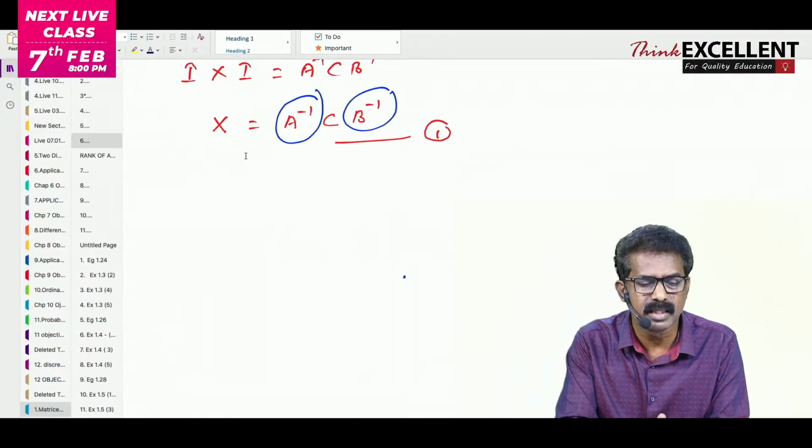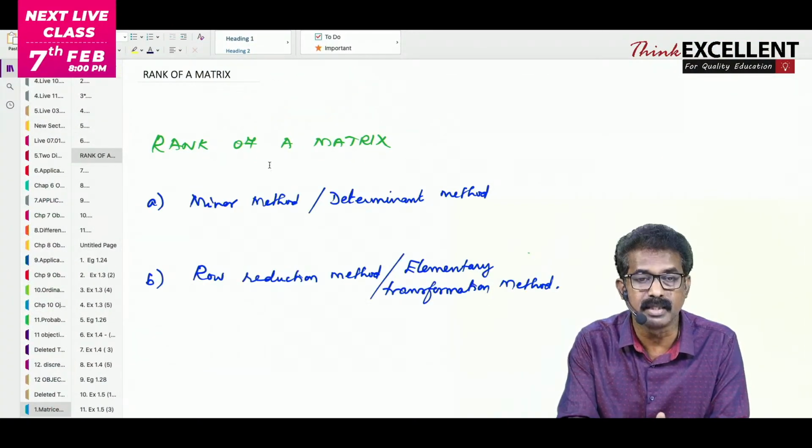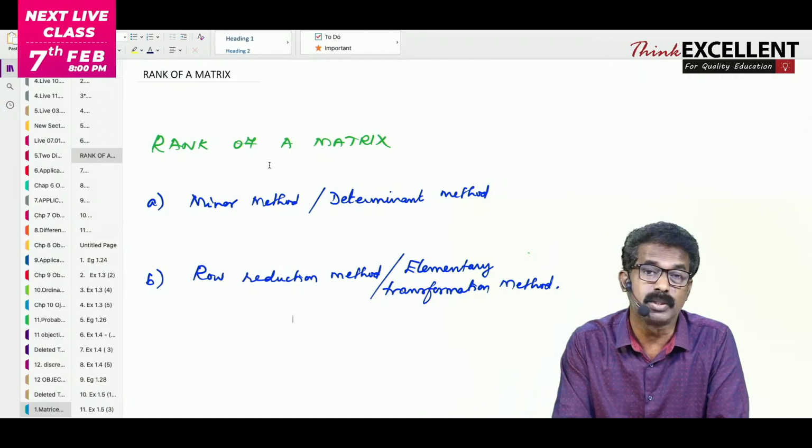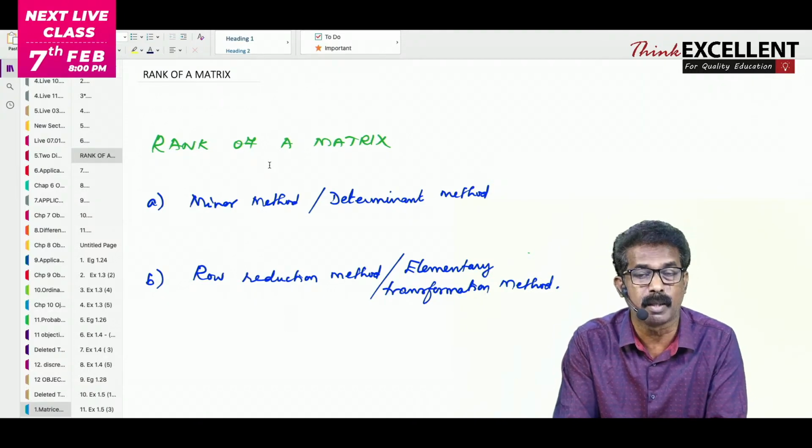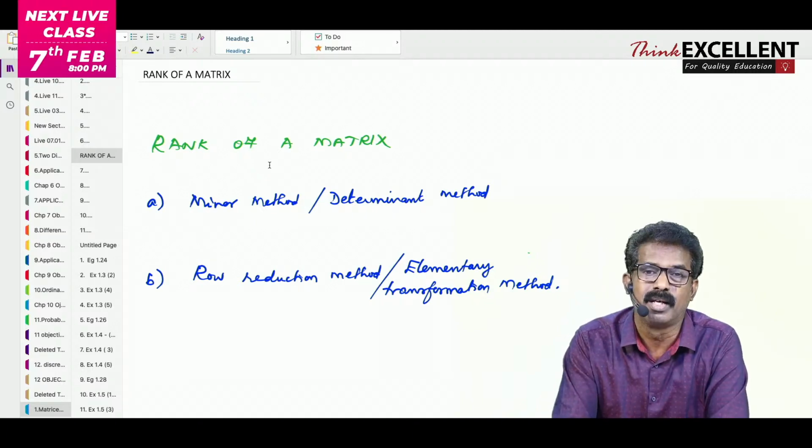How many methods are there to find the rank of a matrix? There are 2 methods. What question will they give? Find the rank of this matrix. Normally they won't specify the method. Suppose they do specify, you have to do that, right?